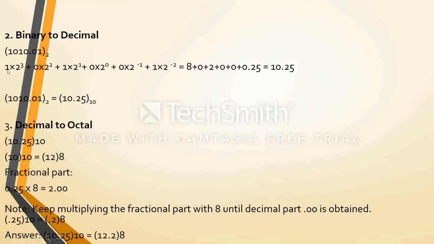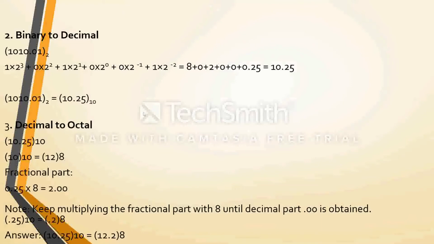Hence you have to take each bit and multiply it with its weightage. Based on the bit position, the weightage will be assigned. Then followed by that, we need to consider the fractional part also, where the first bit after the point is multiplied by 2 to the power minus 1 and the next bit is multiplied by 2 to the power minus 2. That is going to give you 10.25. Anyways, our answer is verified because previously we converted 10.25 to binary, which we got as 1010.01 to the base 2. Okay. So this is how we convert binary to decimal.